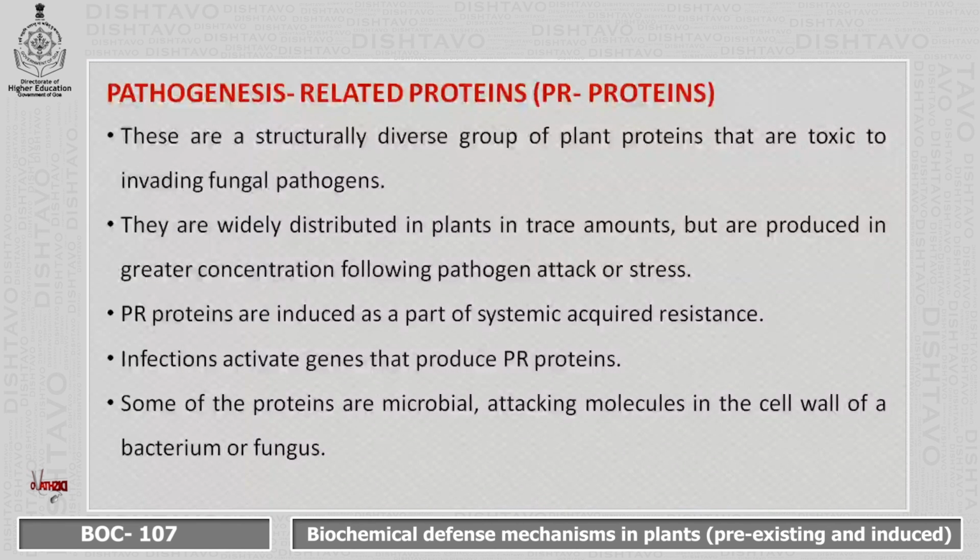Coming to the pathogenesis related proteins, or in short the PR proteins. These are a structurally diverse group of plant proteins that are toxic to invading fungal pathogens. They are widely distributed in plants in trace amounts but are produced in greater concentration following pathogen attack or stress. The PR proteins are induced as a part of systemic acquired resistance. Infection activates genes that produce PR proteins. Some of the proteins are microbial, attacking molecules in the cell wall of the bacterium or fungus.